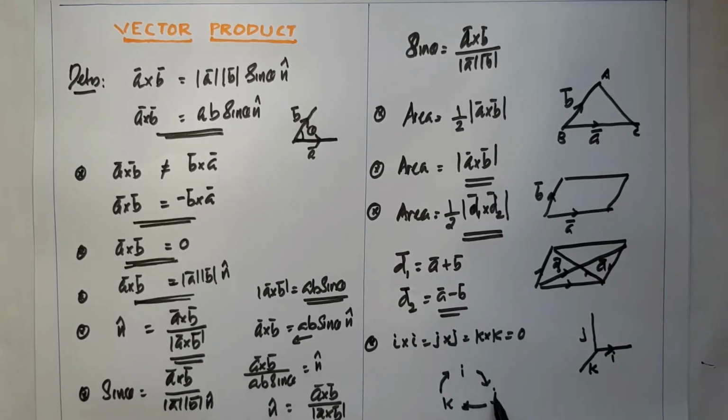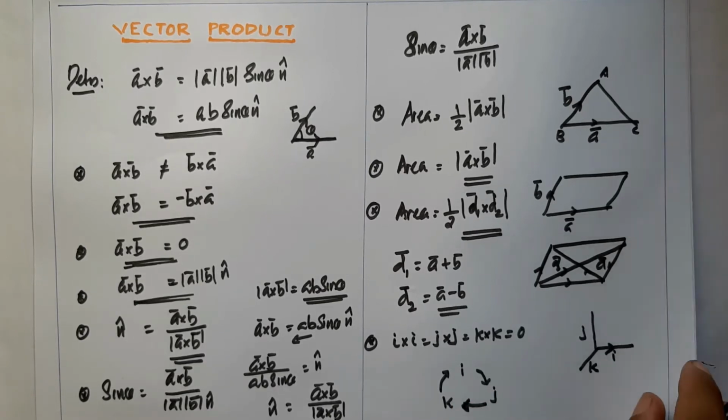That is, i cross j is equal to k, j cross k is i, and k cross i is j. And in the anti-clockwise direction rotation, we get a negative value, that is i cross k is minus j, k cross j is minus i, and j cross i we get minus k. Using this concept, we find the formula for finding the cross product.